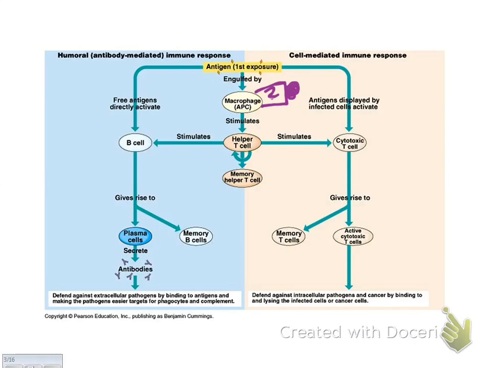Okay, then macrophages signal to helper T cells. What is that message called? When macrophages signal to helper T cells? Interleukin 1. So write that in on your paper. Write in right here, interleukin 1.